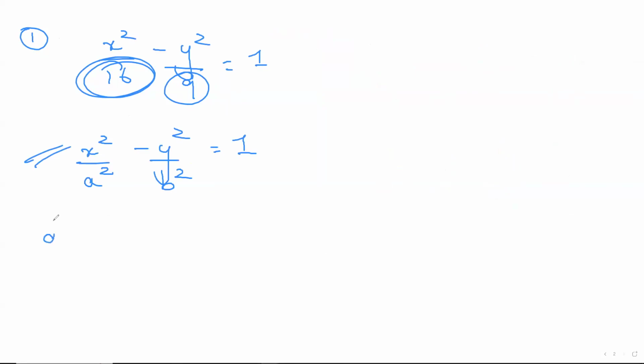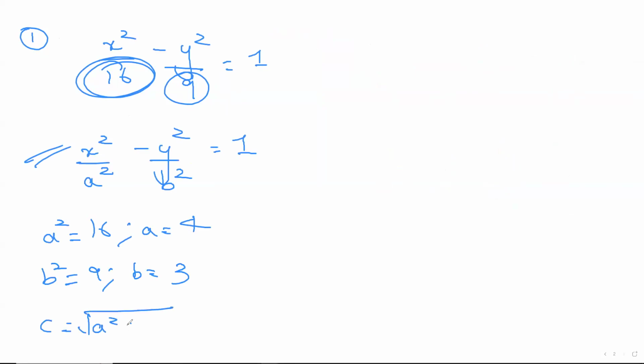I realize that A square is equal to 16, which means A is equal to 4. B square is equal to 9, which means B is equal to 3. Now, how do you find C? Just now we learned, C is equal to root of A square plus B square. Correct? So, which is nothing but 16 plus 9, 25. C is equal to 5. You found the values of A, B as well as C. We are done. Now, how do you continue? A, B, C done. Please focus.